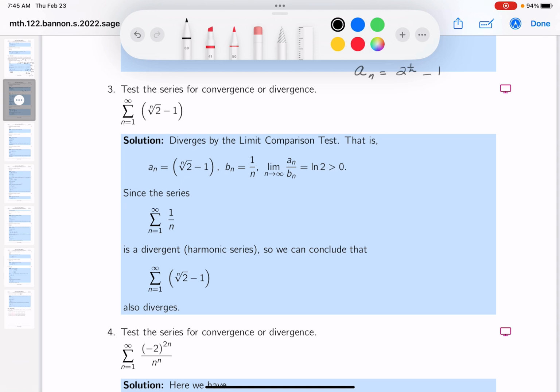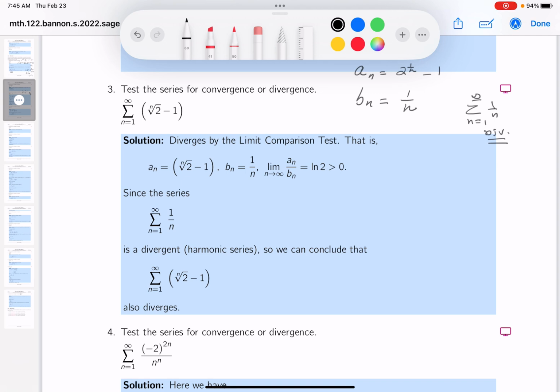Let me put down b_n. I'm going to try 1 over n, and this is divergent. If I write the sum from n equals 1 to infinity of 1 over n, this is divergent, a harmonic series. So I'm going to use the limit comparison test. You could also do a comparison test over here, but let's do the limit comparison test.